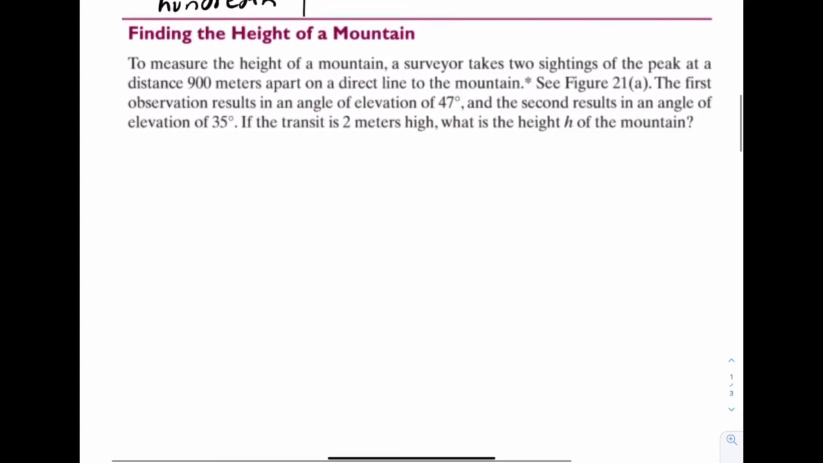Last question. We're going to find the height of a mountain. So this will be a little complex. Let's go through it slow. It says to measure the height of a mountain, a surveyor takes 2 sightings of the peak at a distance 900 meters apart on a direct line to the mountain. Okay, so first let's just sketch this mountain. So I'll just do a sketch here.